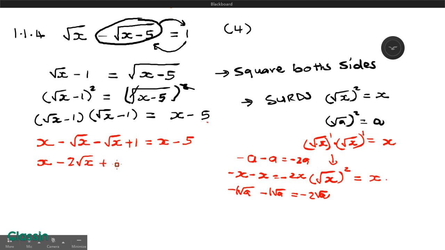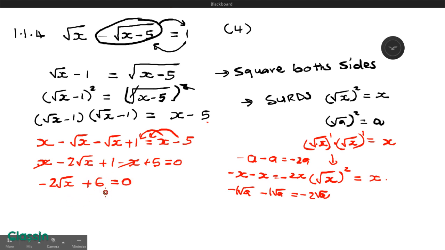plus 1 minus x plus 5 equal to 0. So we take all terms to this side. Now they change the signs. So if we group the like terms, this one will eliminate that. And then we'll be left with -2 root of x plus 6 equal to 0.